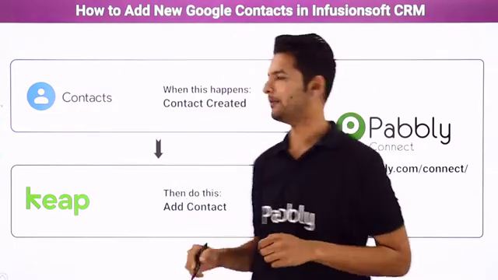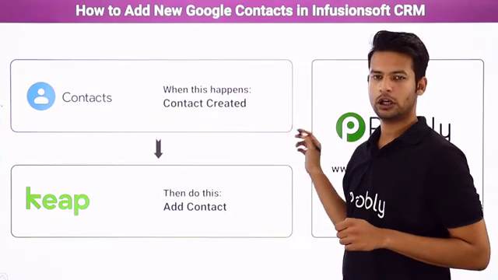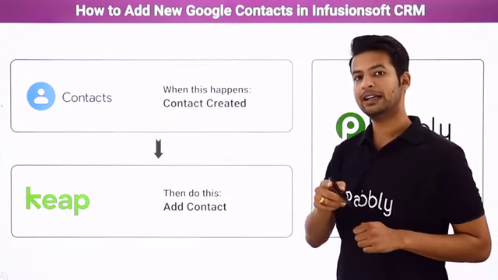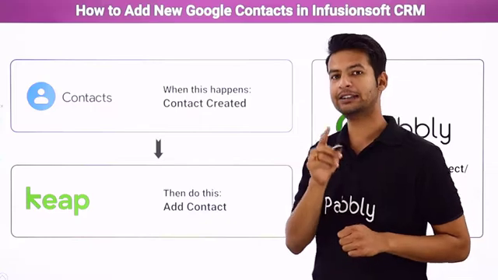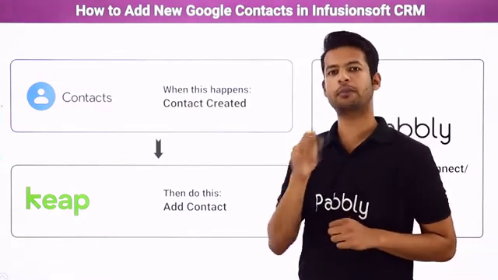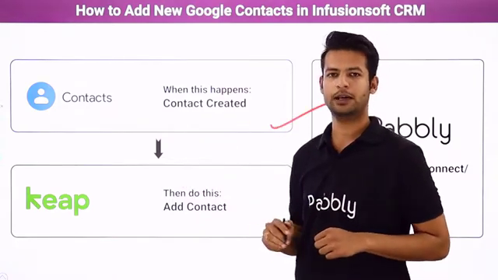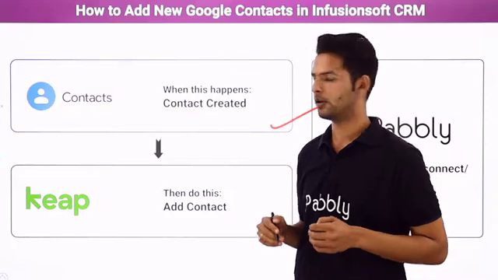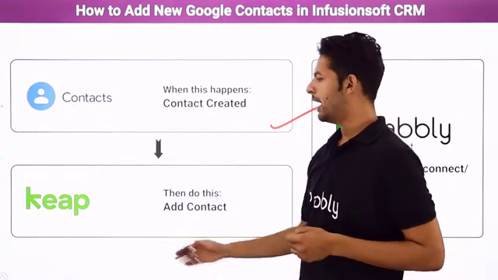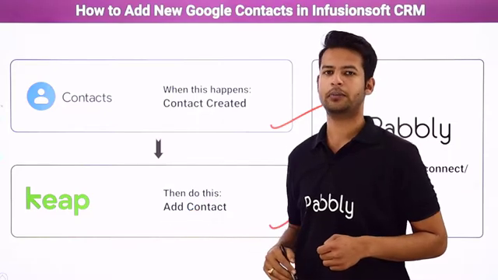You want something like, as soon as you have added a new contact in your Google contact account, automatically that same contact will be added as a new contact in your Infusionsoft account. So for that I have used two applications here. First I have used Google Contact. It is a platform provided by Google where you can save your contacts, or create a new contact. And secondly I have used Keap, which is Infusionsoft, which is a CRM application.